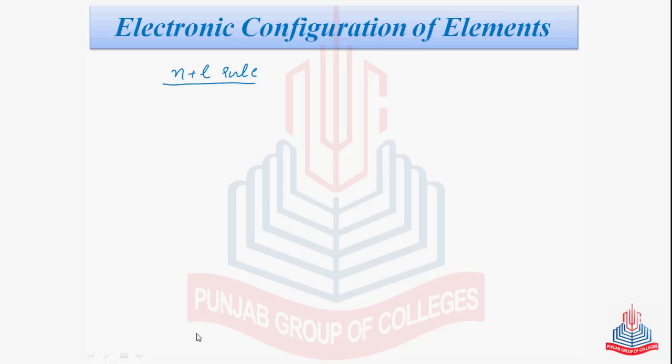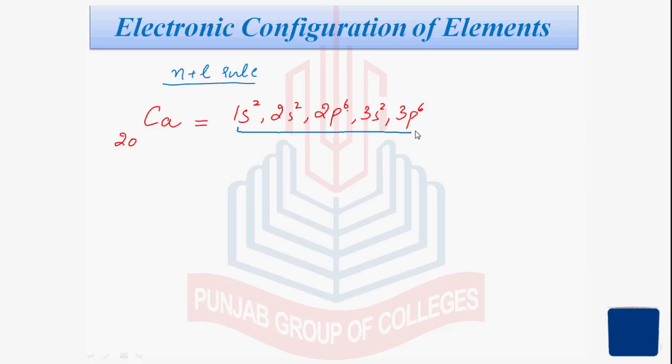Let us take the example of calcium first in order to understand what this n plus L rule is. As we know, the atomic number of calcium is 20, let us write its electronic configuration. 1s2, 2s2, 2p6, 3s2, 3p6. यहाँ तक हमने complete कर ली electronic configuration for 18 electrons, that is the electronic configuration of argon.